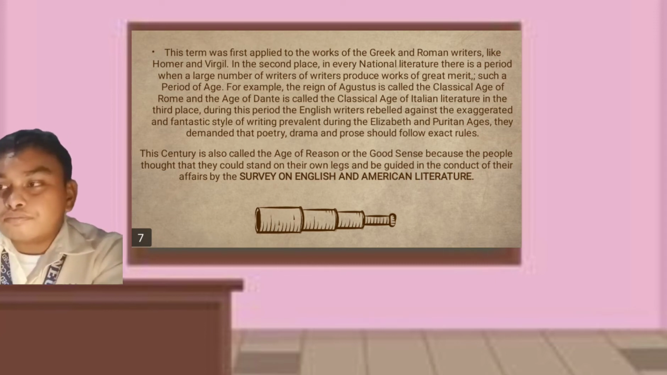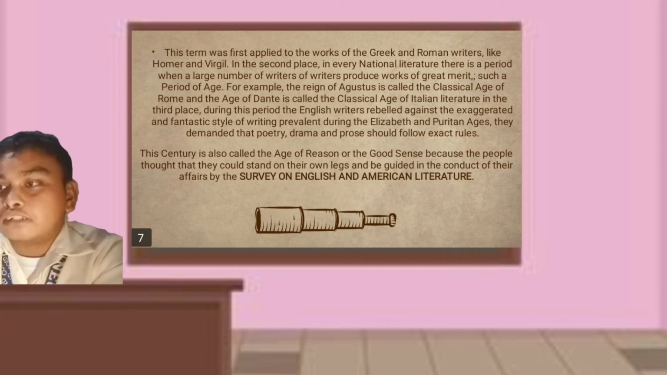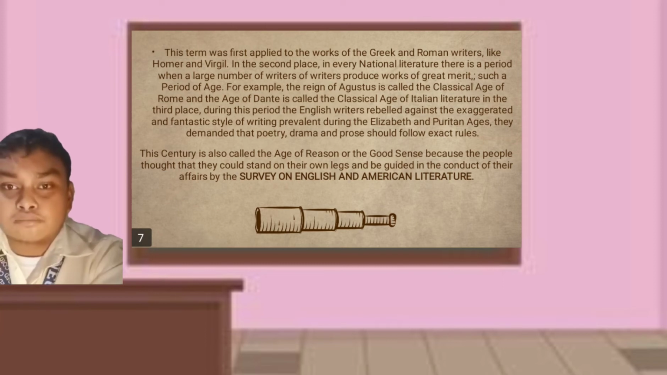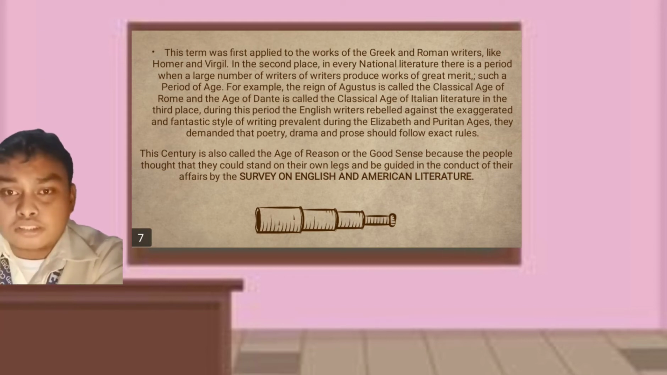In the third place, during this period, the English writers rebelled against the exaggerated and fantastic style of writing prevalent during the Elizabethan and Puritan stage. They demanded that poetry, drama, and prose should follow exact rules.